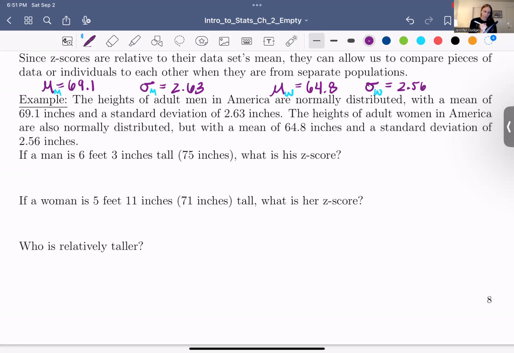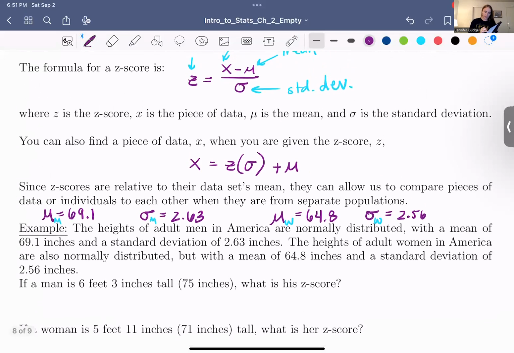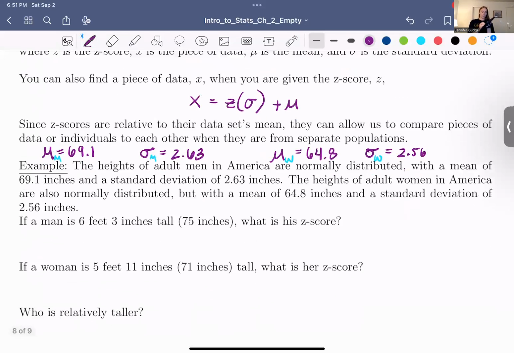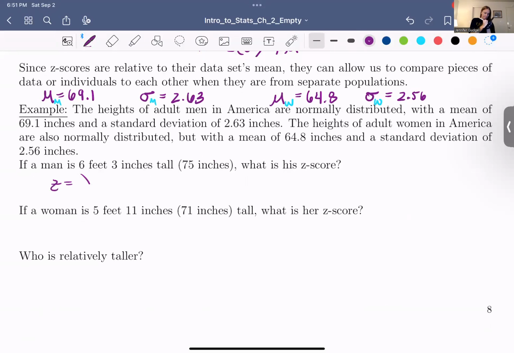All right, for the z-score, remember, I'm going to scroll up just real quick. Z is equal to x minus mu over sigma. So they say here, this is my x. I want to know, where is this piece of data lying in range to the average? Essentially, is this man that's 6'3" above average? Is he below average? How much above or below average is he? Well, that's 75, the data value, minus the men's mu, the men's average, divided by the men's standard deviation.